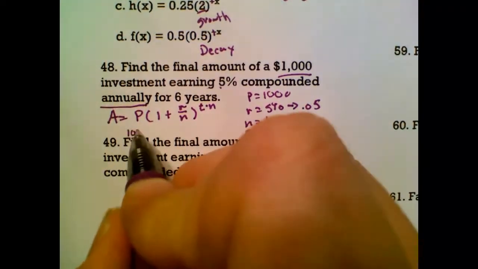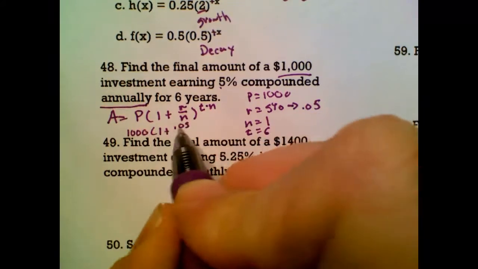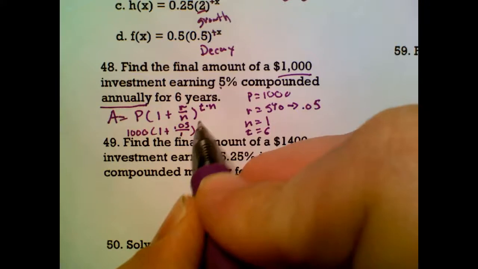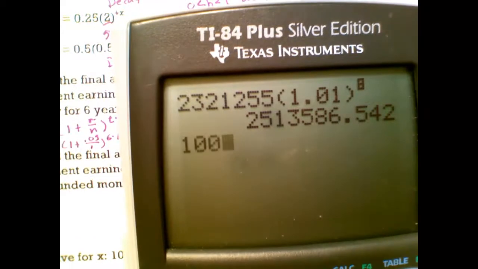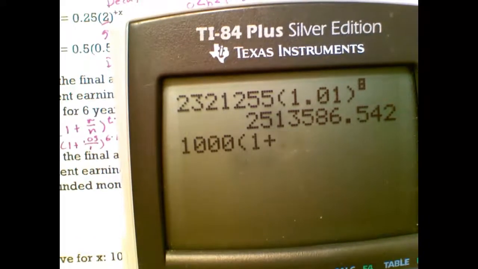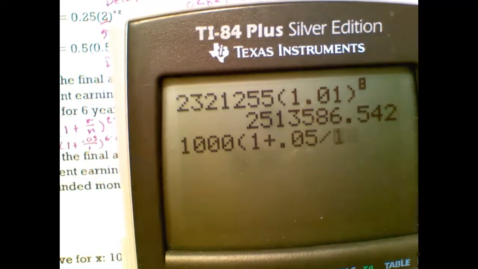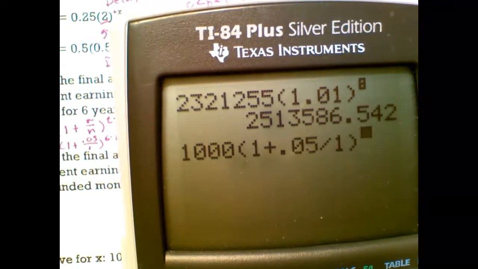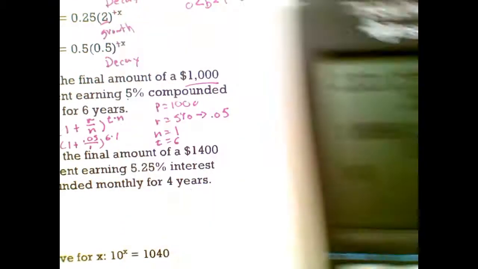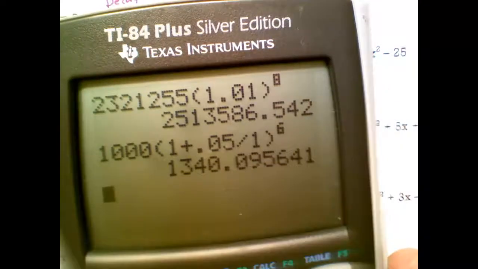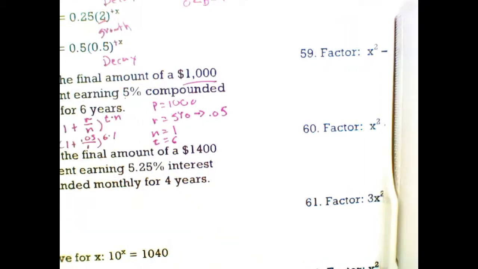So let's do that. We have 1,000 times 1 plus 0.05 over 1, to the 6 times 1. If you take that and plug it into your calculator, let's do that. We have 1,000 times 1 plus 0.05 divided by 1, which was kind of unnecessary, raised to the 6 times 1, which is just 6. And so after 6 years, our investment will have $1,340. Okay, so that's for number 48.